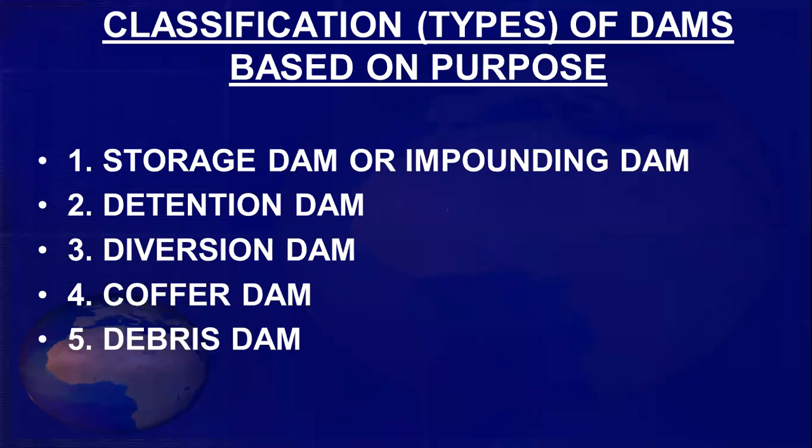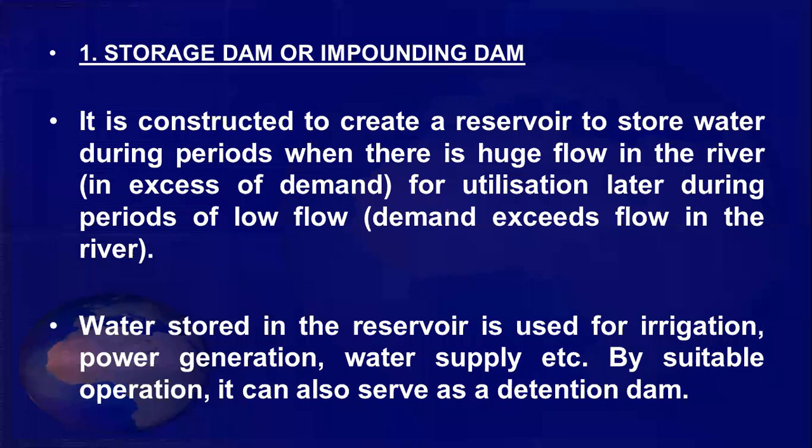So in the previous lecture also we have seen the types of dams based on the purpose. Now, what are the various purposes, such as the storage, then detention, diversion, coffer dam, and debris dam? These are the basic 5 types based on the purpose. So first one is storage dam. Storage dam, the main purpose is to store the water.